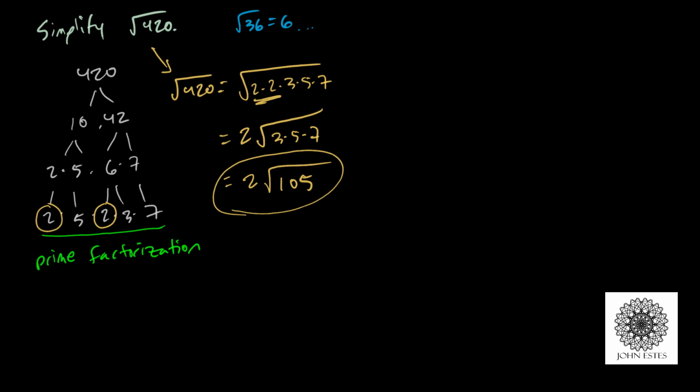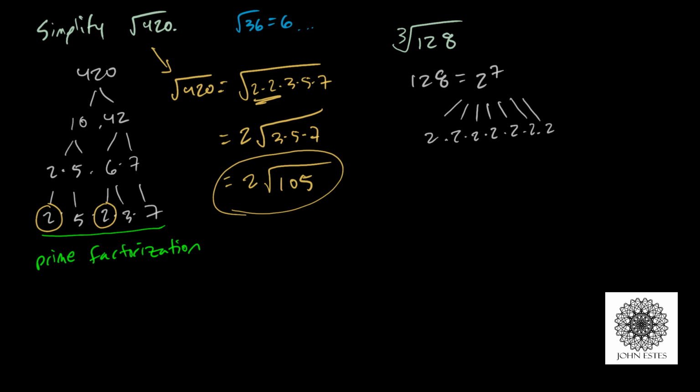Let me show you one more just to practice. So this time we're going to look at the cube root of 128. The same strategy applies, but since I'm taking the cube root instead of the square root, I need things to show up 3 times in the prime factorization. Now 128 is the same thing as 2 to the 7th power. So I can just write this as 2 times 2 times 2, 7 times. So when I'm looking for the cube root of 128, I need things to show up 3 times. So notice 2 shows up 3 times, and then 2 shows up 3 times again.